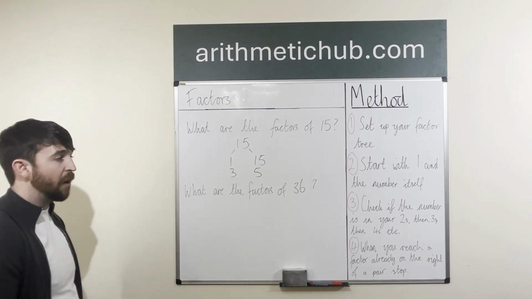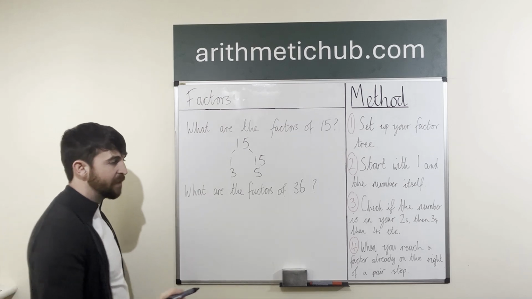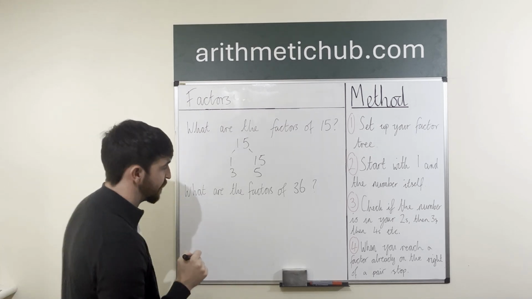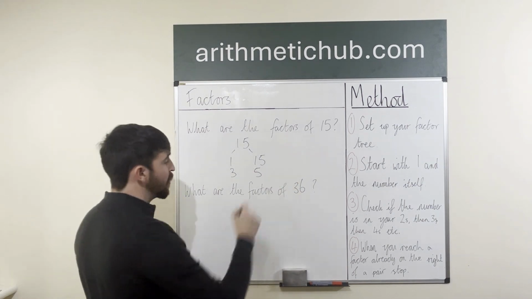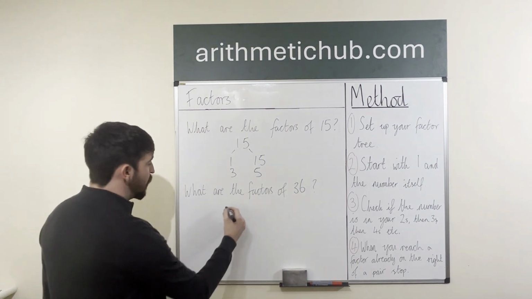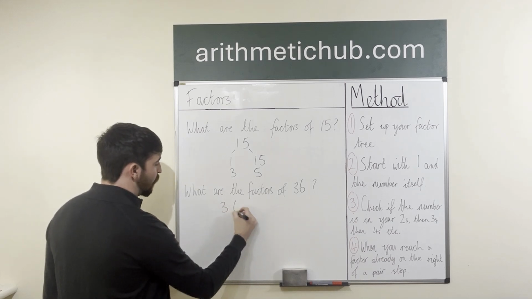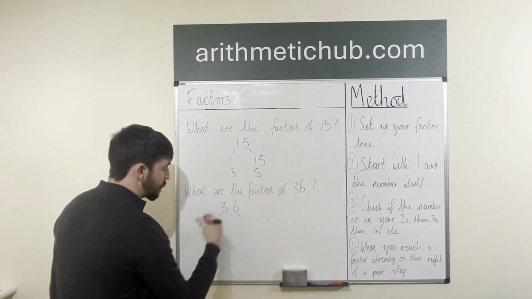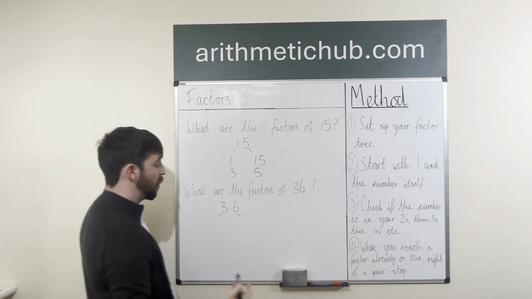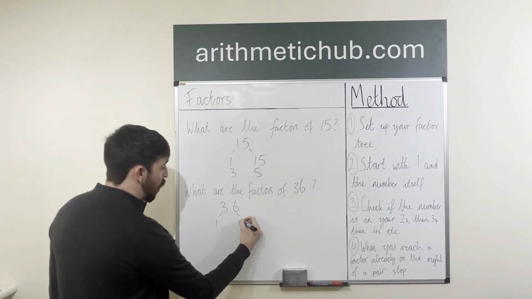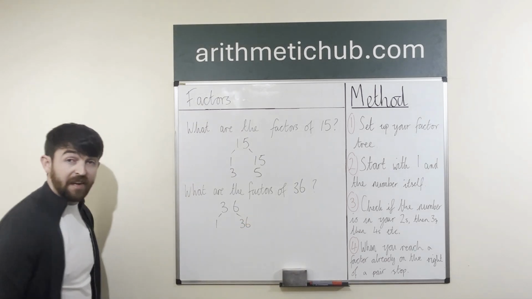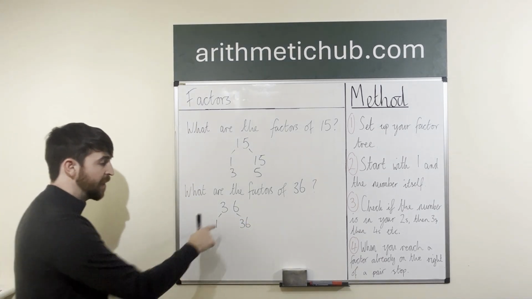What are the factors of 36? Now this is an interesting one, and there's a reason why I've chosen 36. So, start off with the first part of our method. Set up your factor tree. So I've got 36. Again, start with 1 and the number itself, because we know 1 times 36 is going to give me 36.